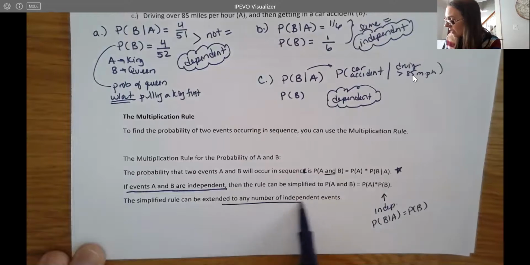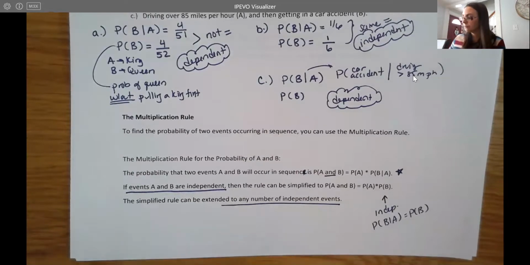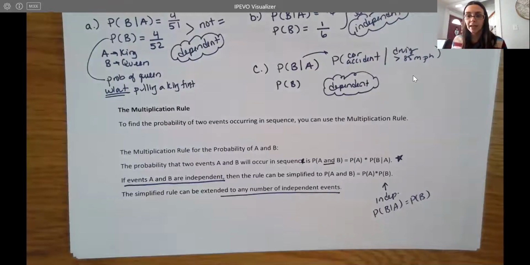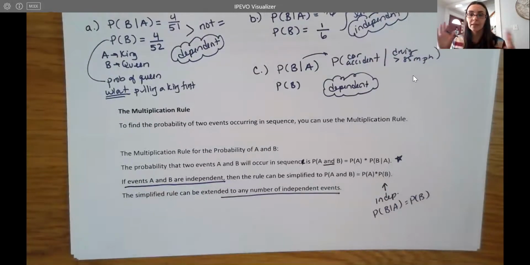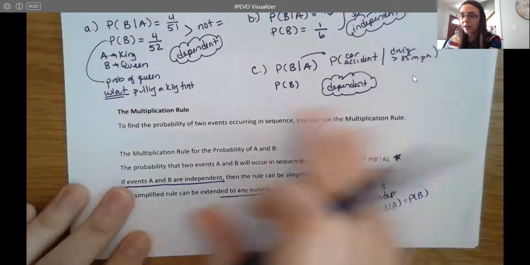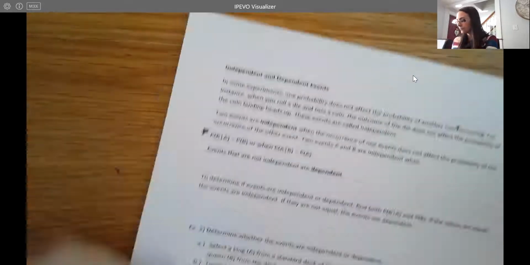And then this rule can be extended to any number of independent events. So if I have 10 independent events in a row, then I can extend this multiplication rule. Again, it makes it much easier than trying to think about tree diagrams and all our possible outcomes. Very similar to the counting rule that we used before when things get a little bit more complicated.